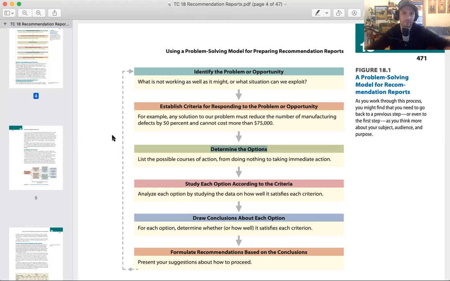And we might come up with criteria if we want. Now, this is optional for you guys, okay? So do you need to come up with criteria 100%? Not necessarily. Do you need 3 to 6 options? Not necessarily, but this is a good process to go through, and it will show that you're an ethical researcher.